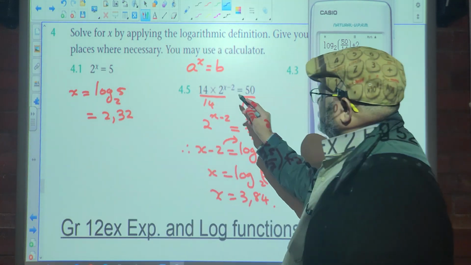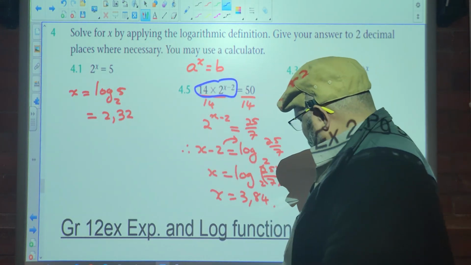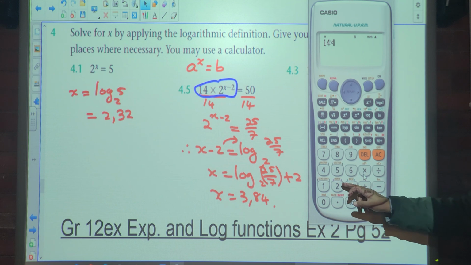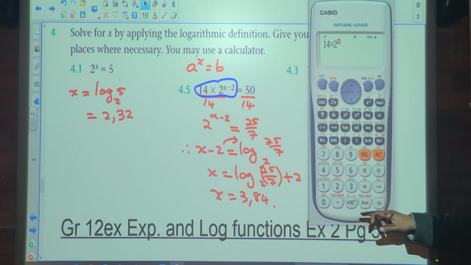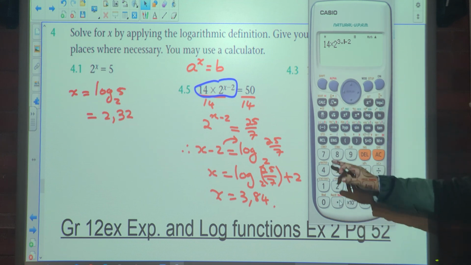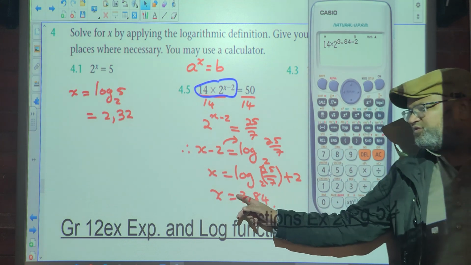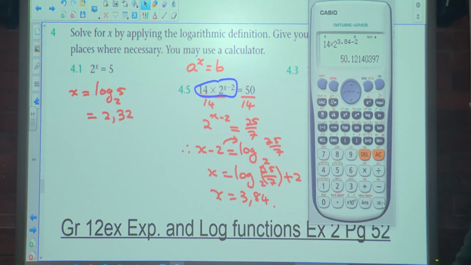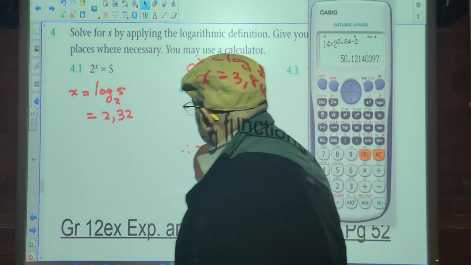And of course we can test it. If I now substitute 3.84 into that part of the equation, what should the answer be? 50. So it's 14 times 2 to the exponent x, which is 3.84 minus 2. That gives you exactly 50. If you had typed in the calculator 3.84, since this is a rounded off answer, it's going to give you an answer very close to 50. You see 50.12, which is also correct. Okay?